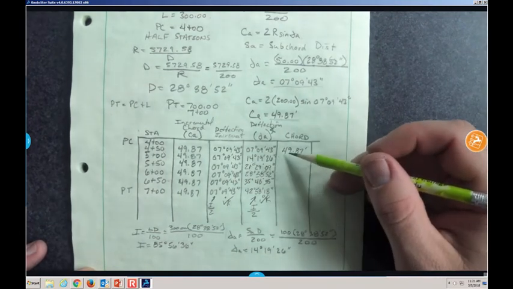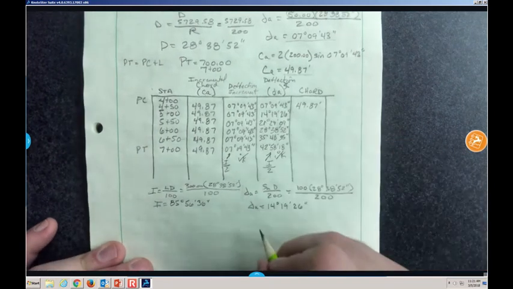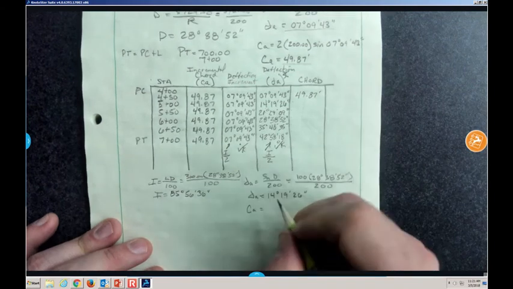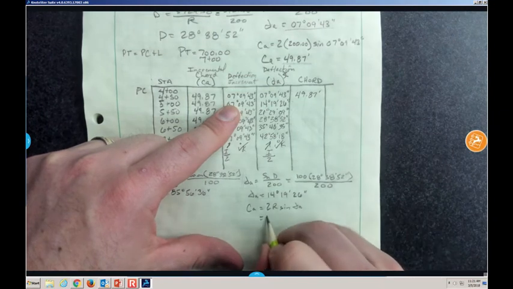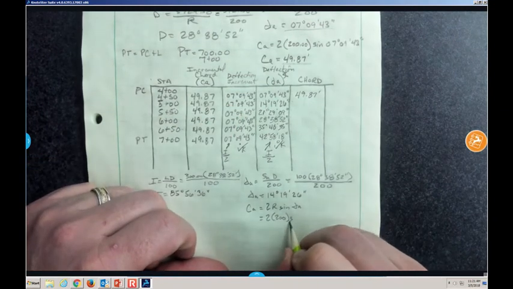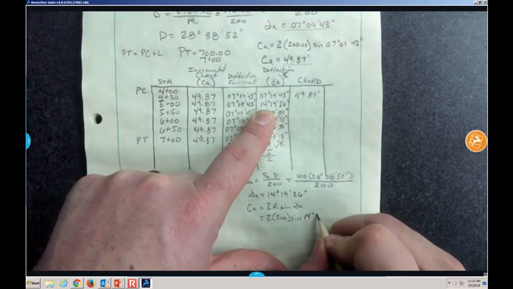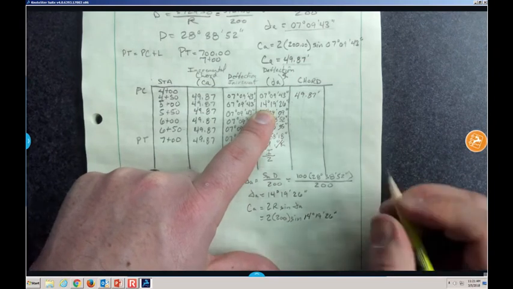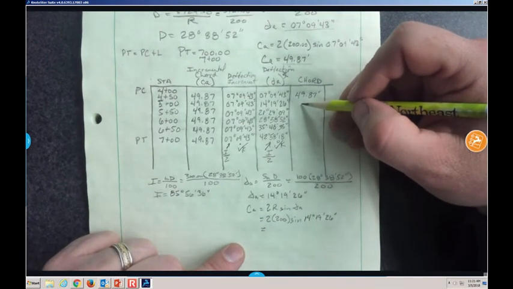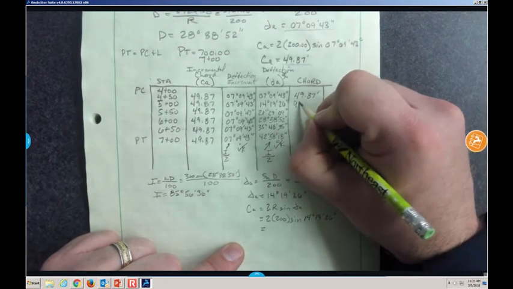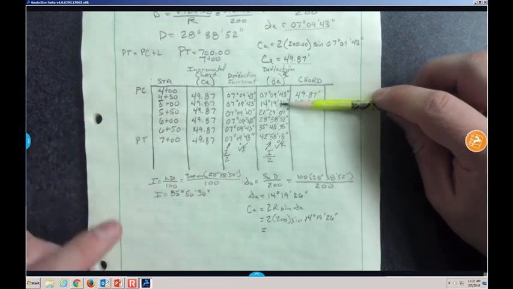whatever we're figuring out. Okay, so for the first one here, we already have it, but how about for 5 plus 00? So that calculation is CA equals 2R sine alpha A. So it's going to be 200 sine of alpha A at 5 plus 00, which is 14 degrees, 19 minutes, 26 seconds. So CA should be what? For 5 plus 00 should be 98.96 feet.